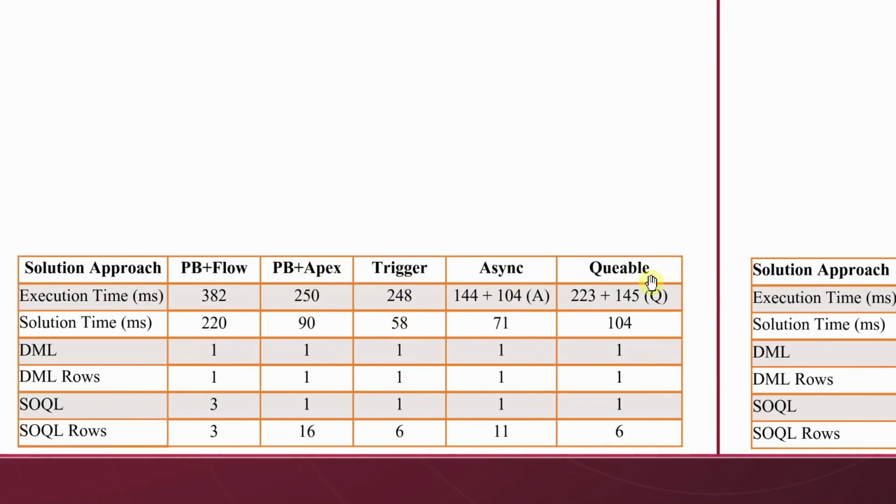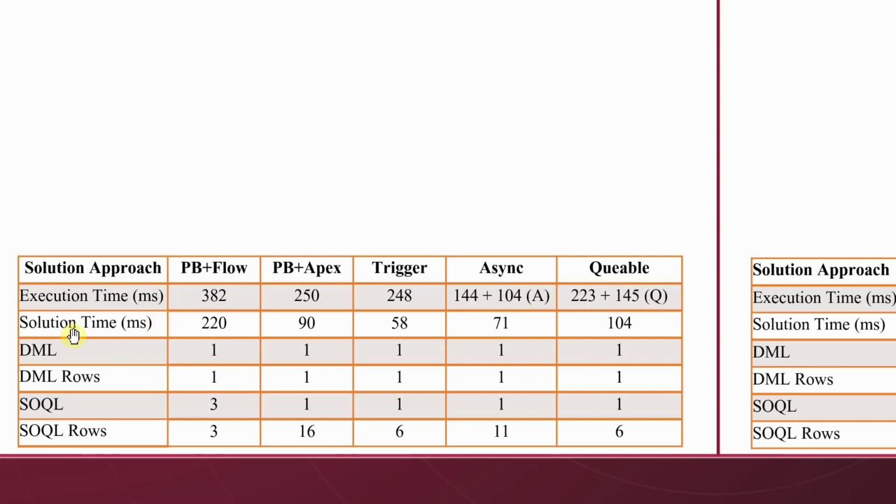For async and queuable Apex, you can see there are 2 entries. This is because the first one, if you see for async, 144 milliseconds, this 144 milliseconds is the original transaction time. That is the time taken to save your contact record. But the actual update operation on account is happening asynchronously. So that time is shown here as 104 milliseconds. Same case for queuable Apex also, you will be able to see 2 entries.